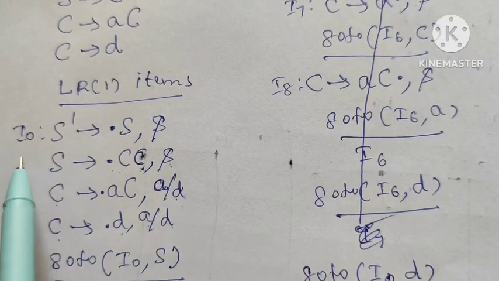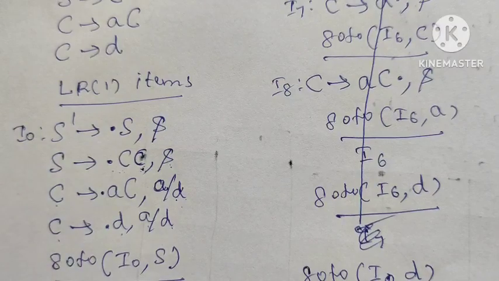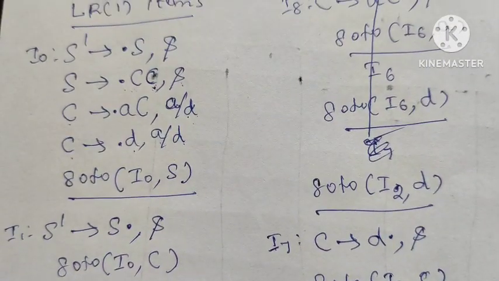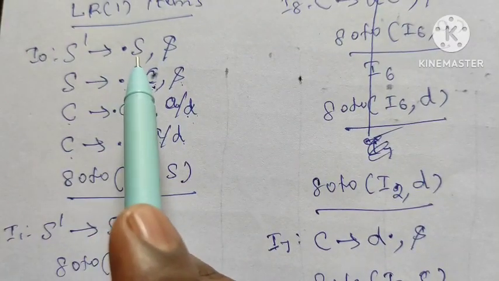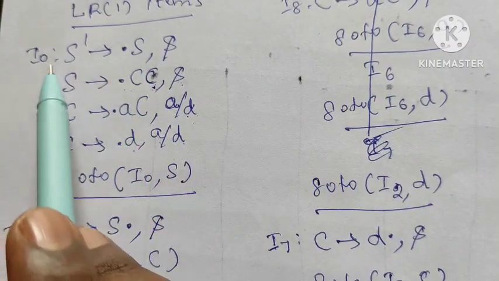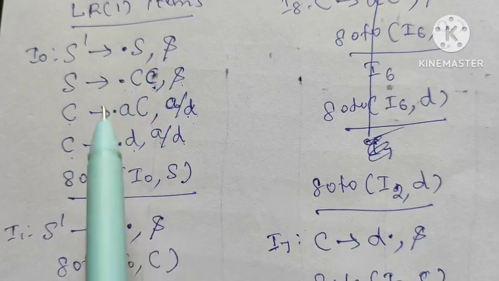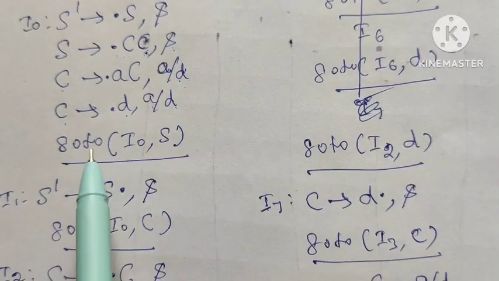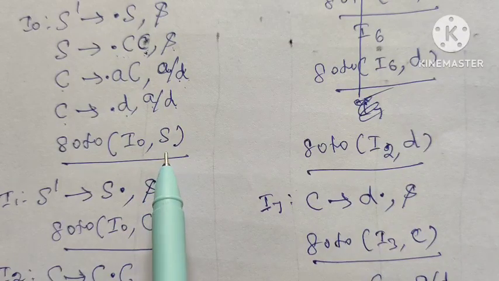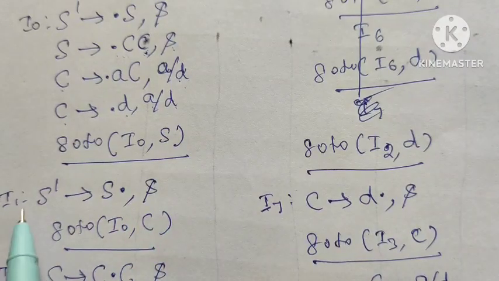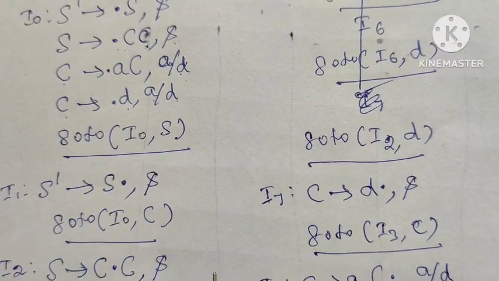Now introduce this new item set as item set 0. Now you see in item set 0 where dot is before S, we have to process all these dots. Goto of item set 0 comma S, that means place this dot one step to the right. So goto of I0 comma S is S dash tends to S dot, dollar. Now this is called item set 1.